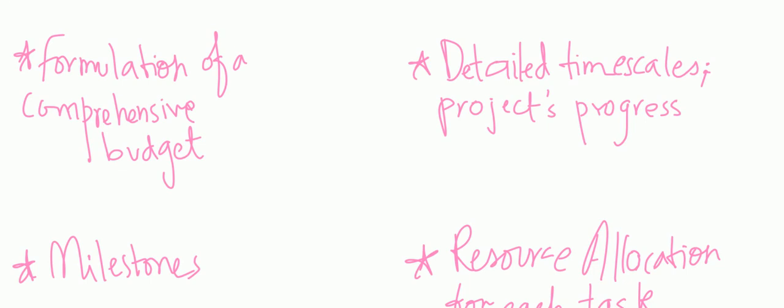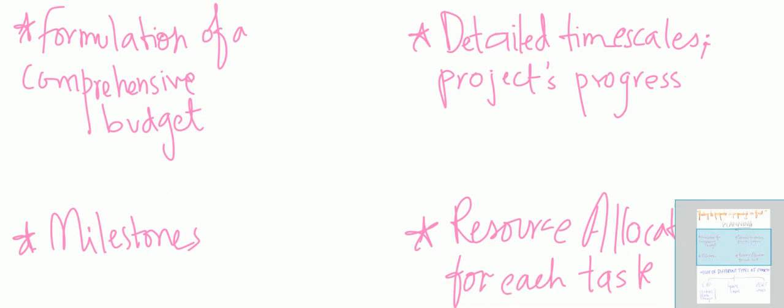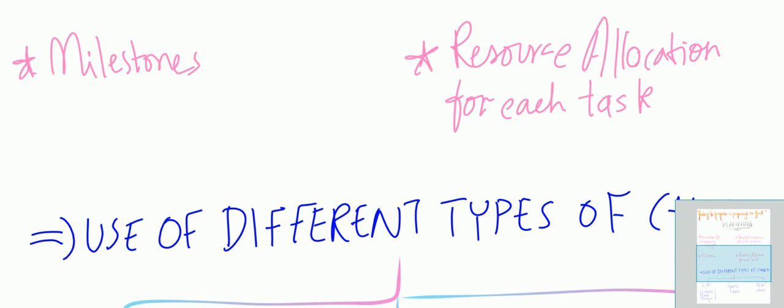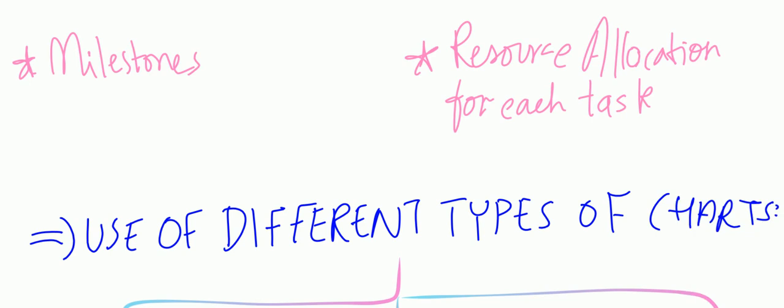The next is a detailed time scale, which is going to show the project's progress as well. Along with that, we have resource allocation for each task, like for each task, what are the things that you're going to need, the people that you're going to need, and etc. The fourth are the milestones.